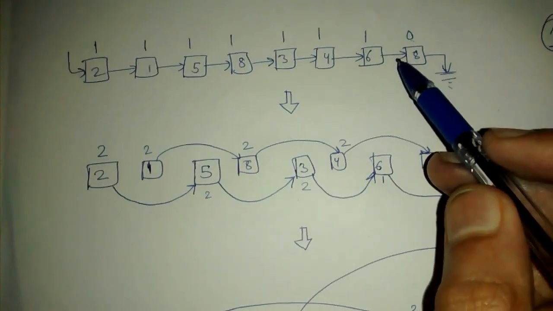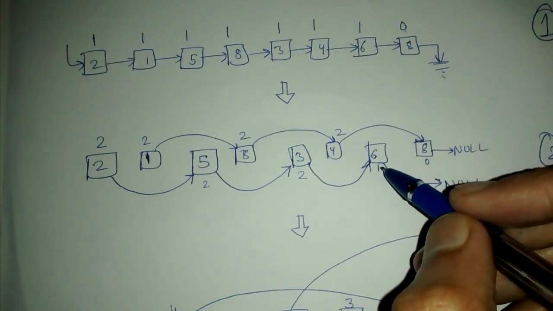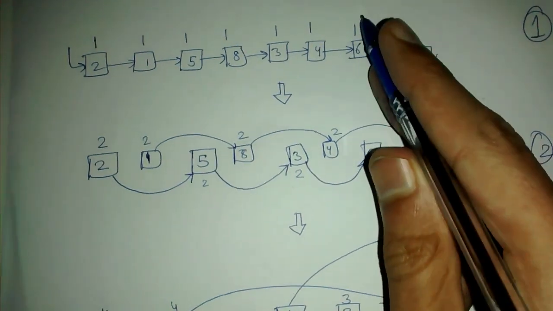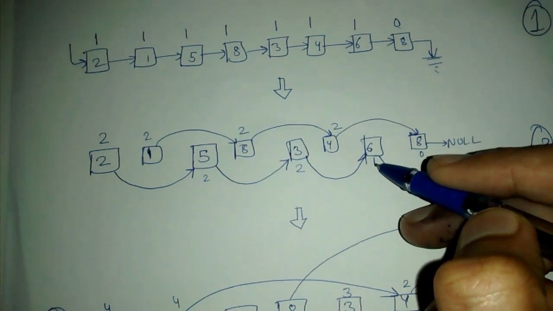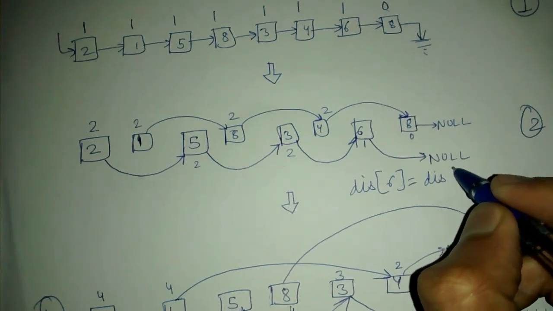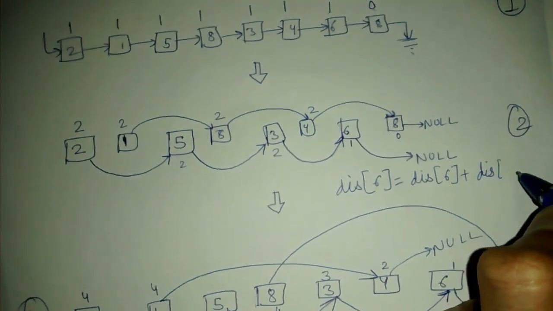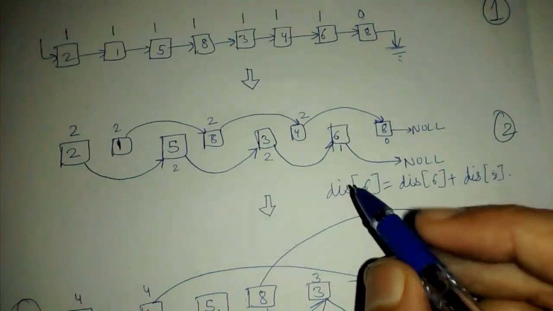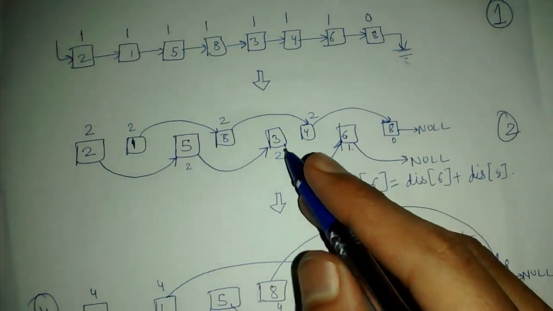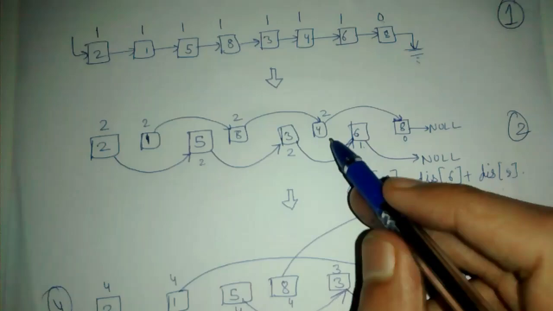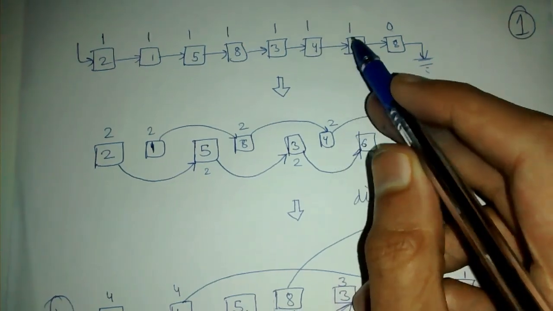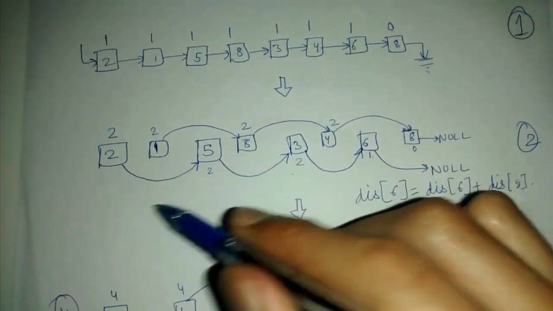Okay, so for this element 6, dis of 6 which is equal to 1, we update it: dis of 6 is equal to dis of 6 plus dis of its n dot next, that is dis of 8. So dis of 6 becomes 1 plus 0, that is 1. All other values are also updated like this. So dis of 4 becomes dis of 4 plus dis of 6, that is 1 plus 1, that is 2. So similarly I have updated all of them.